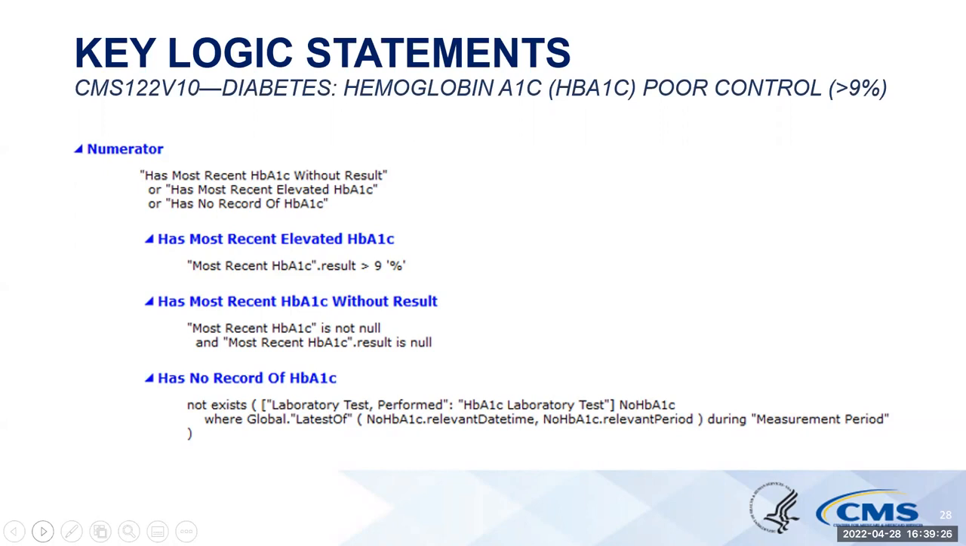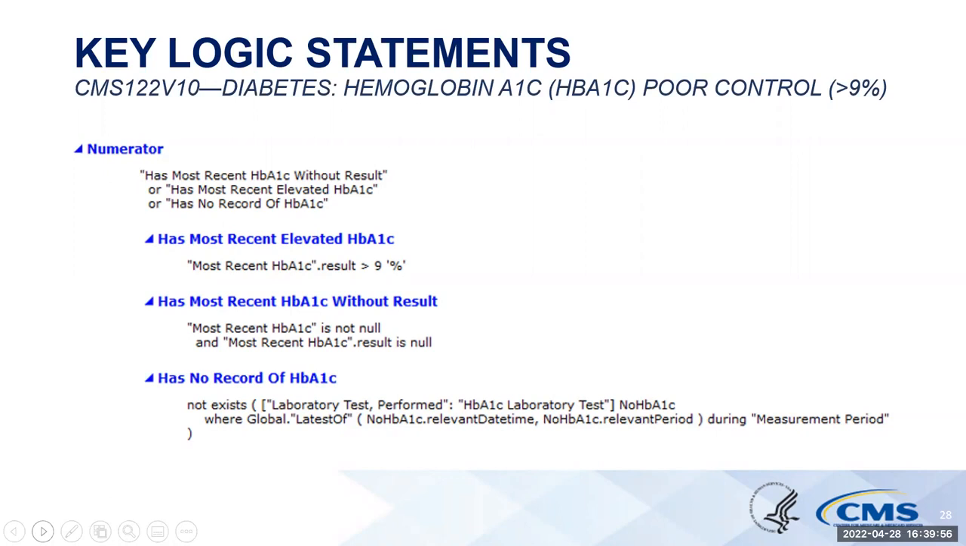The last definition on this slide uses the laboratory test performed data type and hemoglobin A1C laboratory test value set, along with the relevant date time and relevant period timing attributes and the latest up function from the Global Common Library to identify the most recent hemoglobin A1C lab test during the measurement period. There are several trends that we see in JIRA tickets related to the numerator for CMS 122.